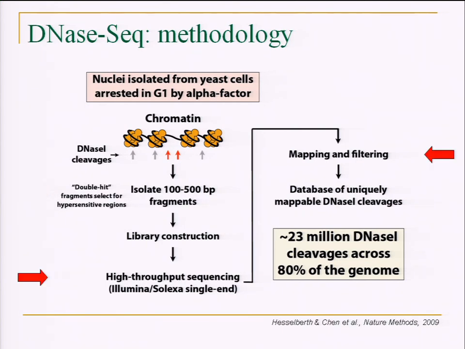After high-throughput sequencing of our fragments, we map the sequences back to the genome regions. We figure out the unique mappable positions, and we finally get this map of genome-wide DNA cleavage.